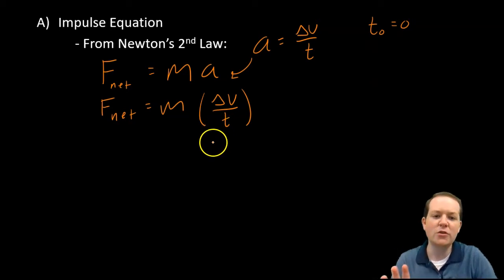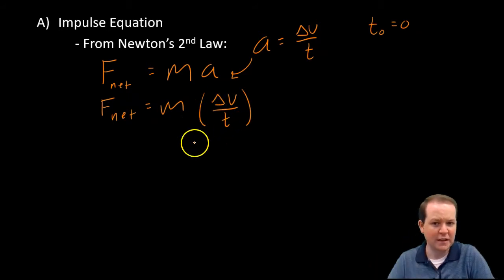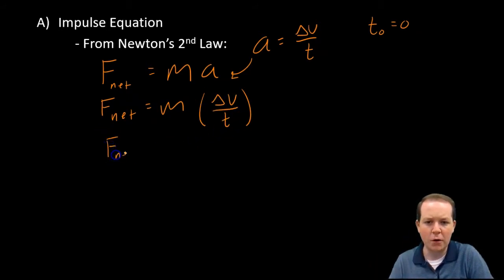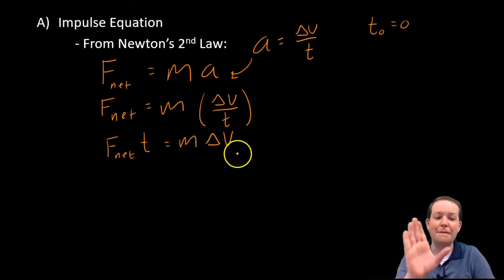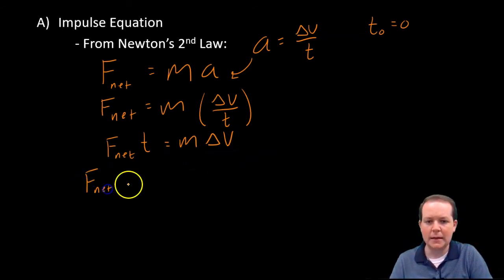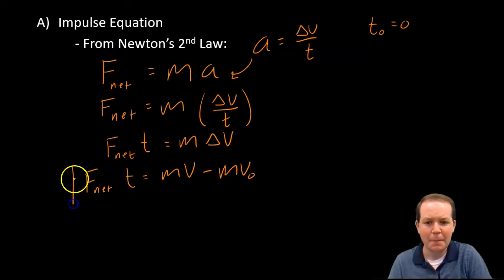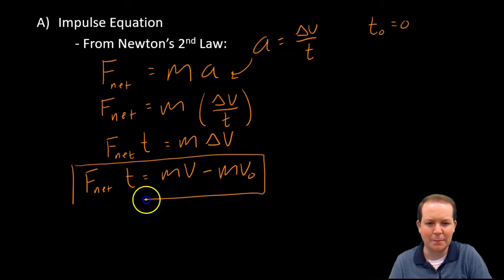Okay, what I'm going to do next, two things. I'm going to swing this time to the other side, and that will allow me to, number two, get rid of these parentheses. So I have the net force multiplied by t is equal to m times delta v. And remember, delta v is v minus v naught. So F net times t equals mv minus mv naught. I may be skipping a step, like I would put v minus v naught in parentheses, but this saves us a couple of seconds.